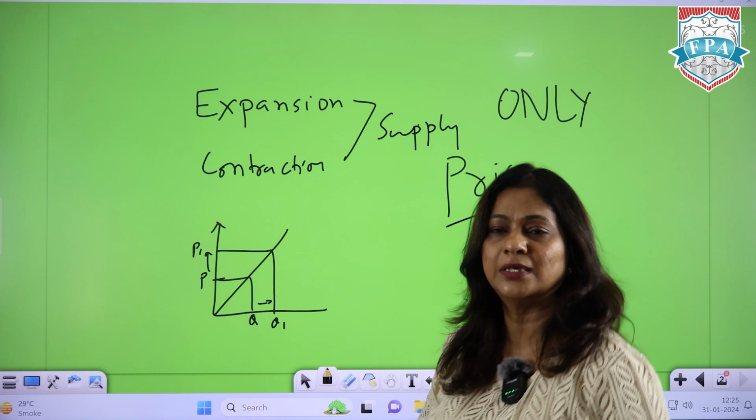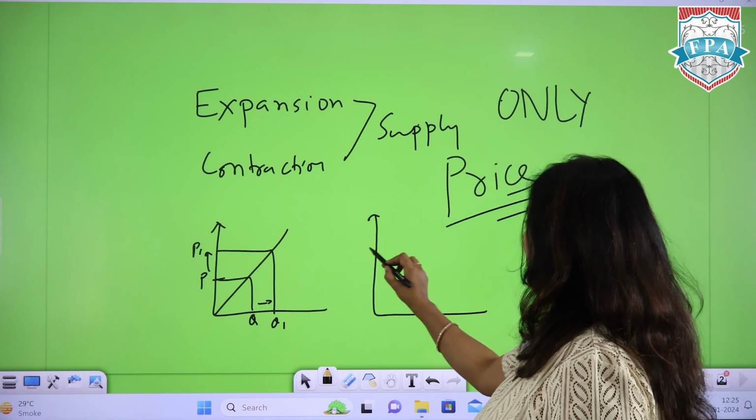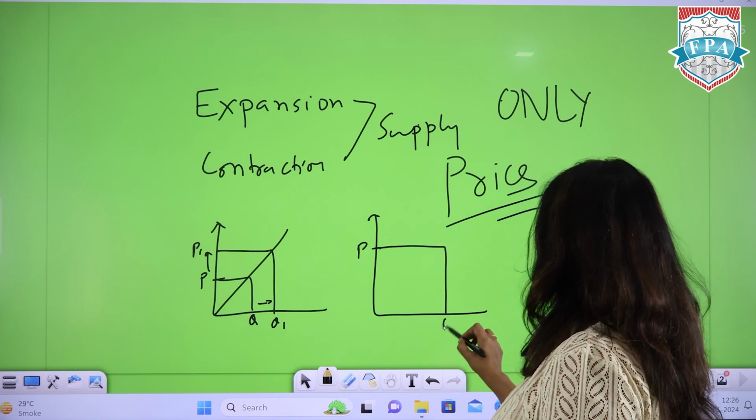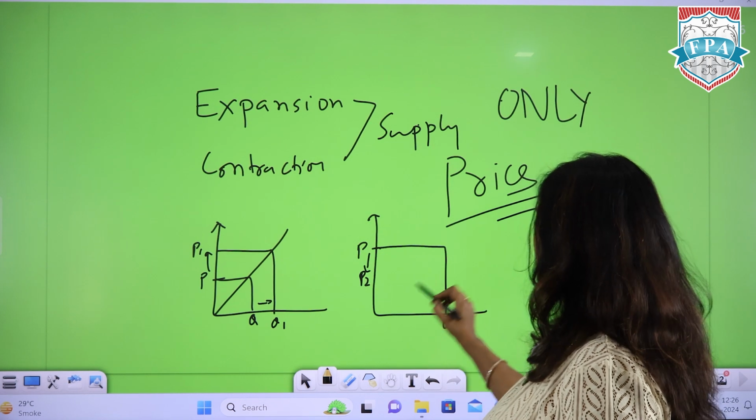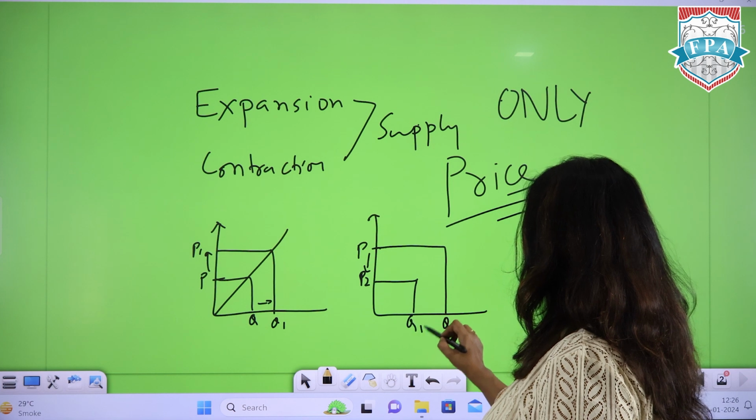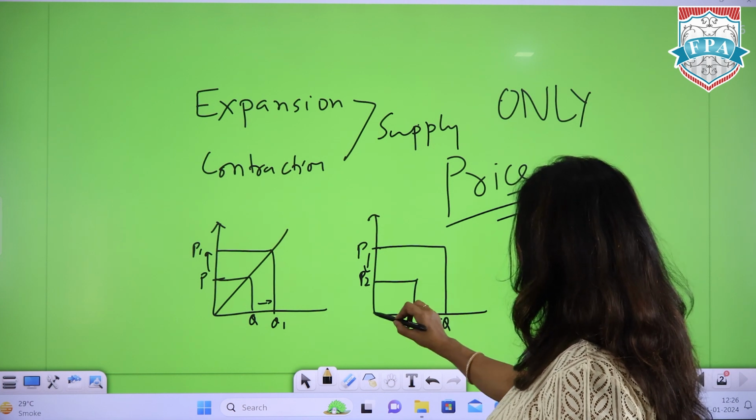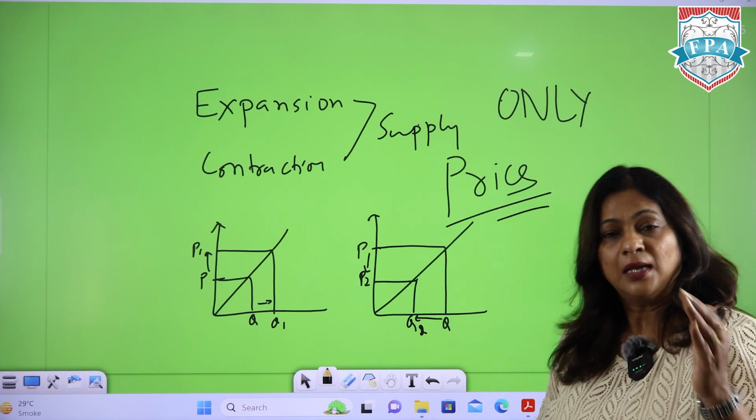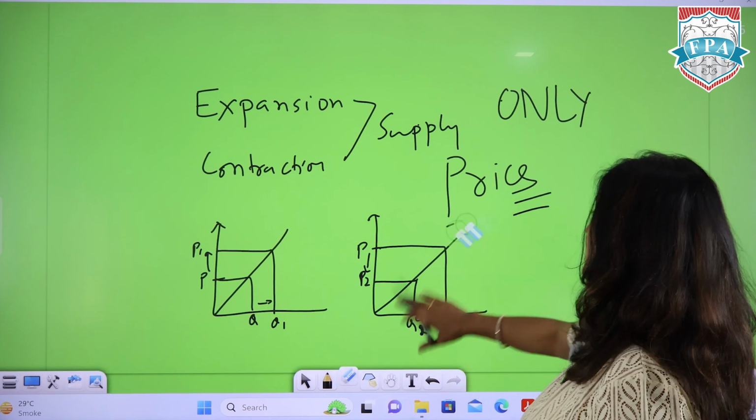इज दैट वेरी साउंड एंड क्लियर? कॉन्ट्रैक्शन होगा तो अगर प्राइस P था, क्वांटिटी डिमांडेड आपकी Q थी, प्राइस गिर गया, P2 हो गया, तो आपकी क्वांटिटी डिमांडेड जो है Q2 हो गई. प्लीज एरो Q से Q2. इज दैट वेरी साउंड एंड क्लियर? Expansion, contraction only because of price.